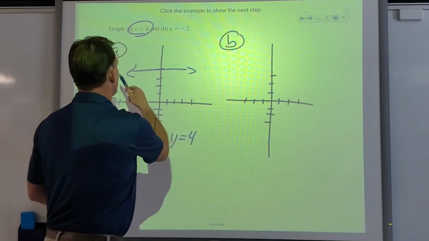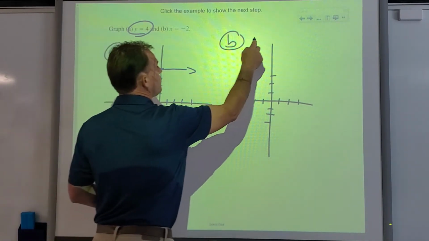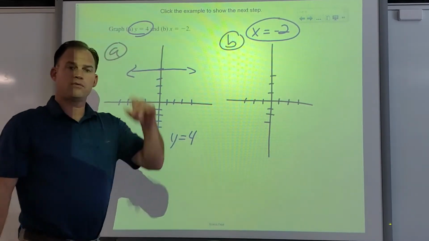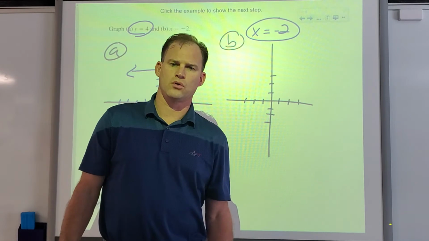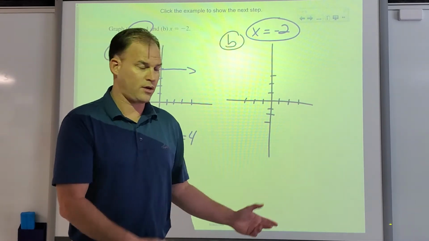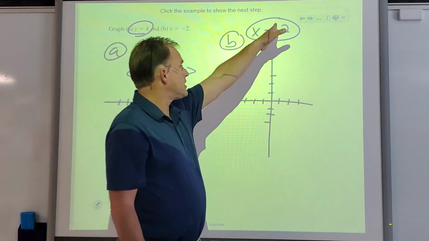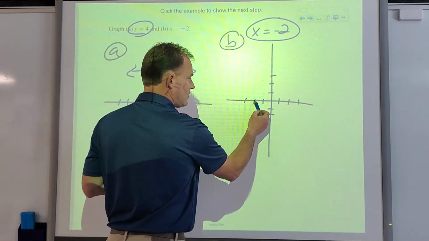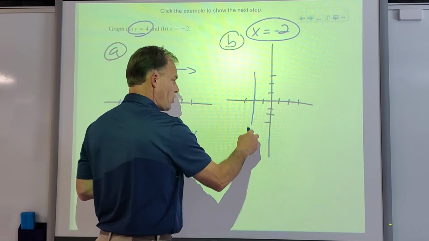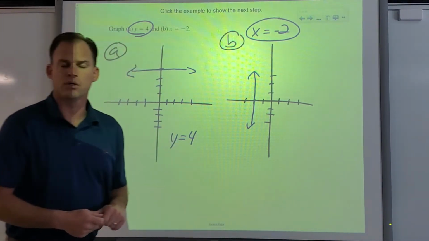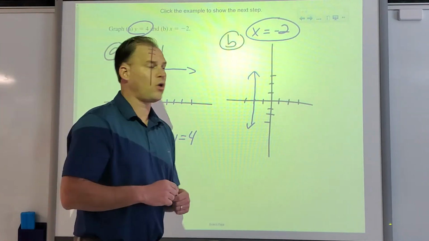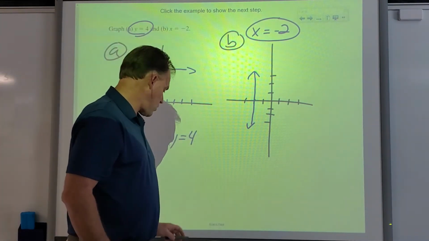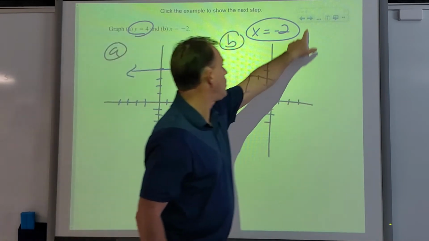So here, this problem was y equals 4. This problem is x equals negative 2. Is that a horizontal line or a vertical line? Again, we just talked about it in our notes. If you don't remember, that is a vertical line at negative 2. So we go to negative 2 on the x-axis and draw ourselves a vertical line. There you go. Horizontal lines, vertical lines. Y equals is horizontal, x equals is vertical.